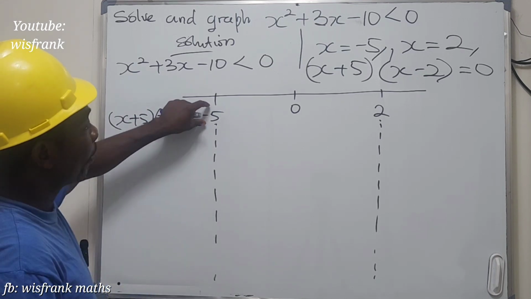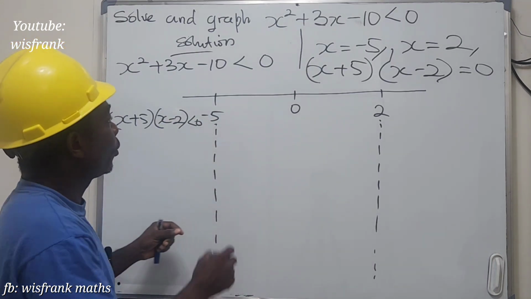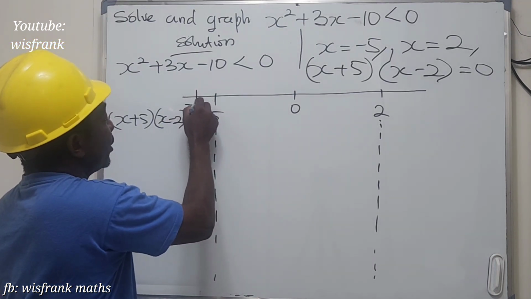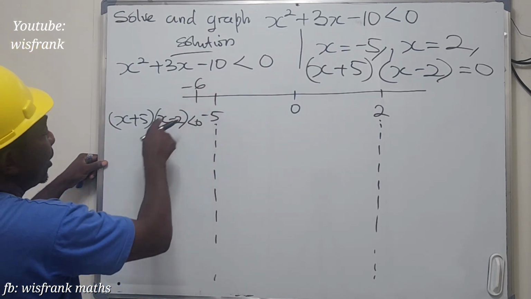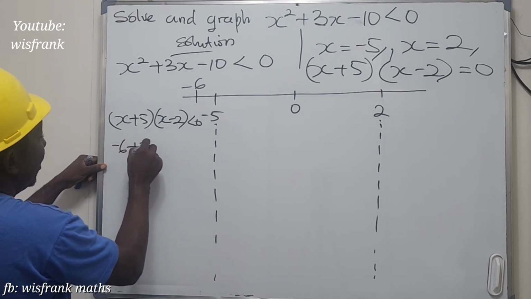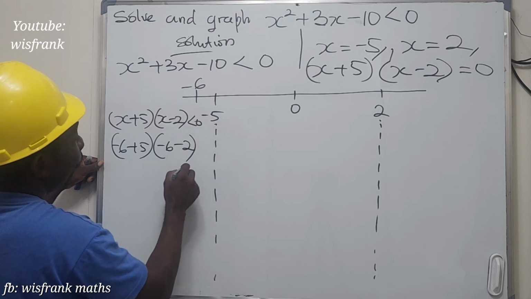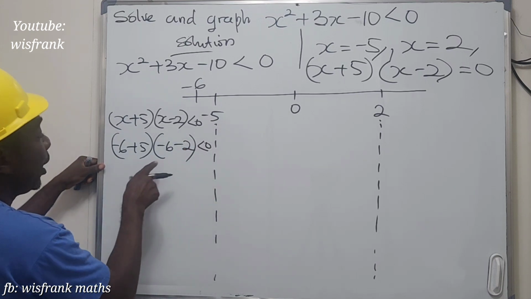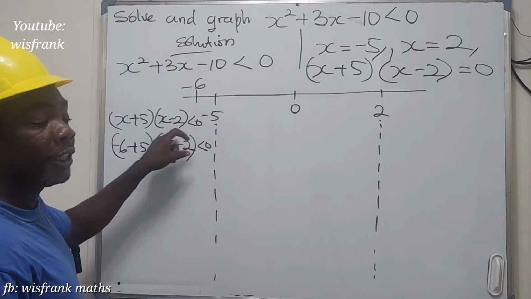In this case, because minus 5 and 2 are not inclusive, the next value that we are going to take is minus 6. So we substitute minus 6 in the place of x here. So we have minus 6 plus 5, then times minus 6 minus 2 is less than 0. Let us see whether this is a true value of this statement.